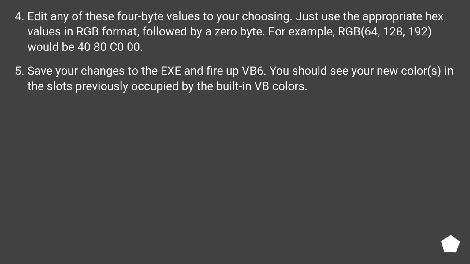Edit any of these 4-byte values to your choosing. Just use the appropriate hex values in RGB format, followed by a 0 byte. For example, RGB 64, 128, 192 would be 4080C000. Save your changes to the exe and fire up VB6. You should see your new colors in the slots previously occupied by the built-in VB colors.